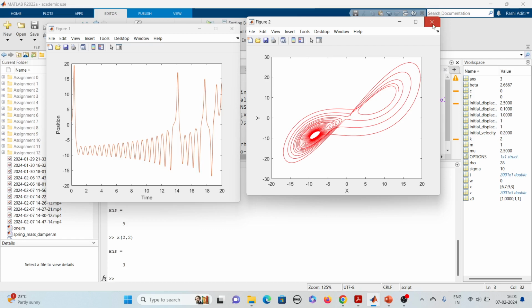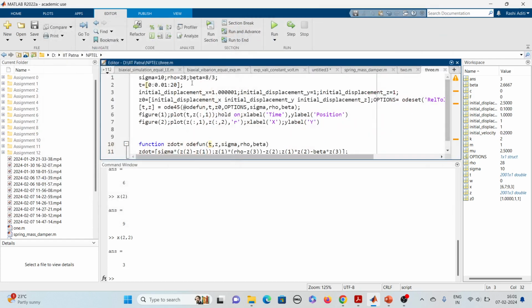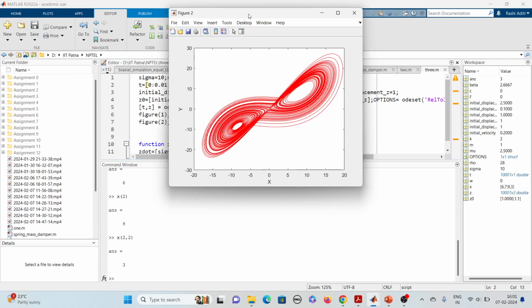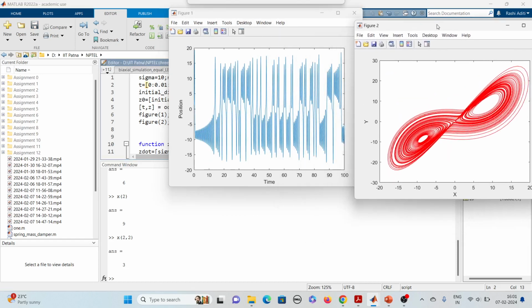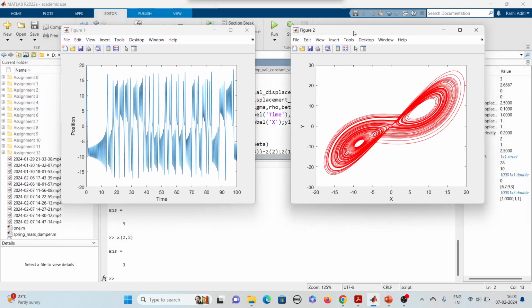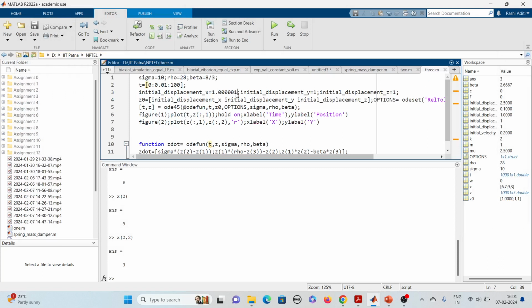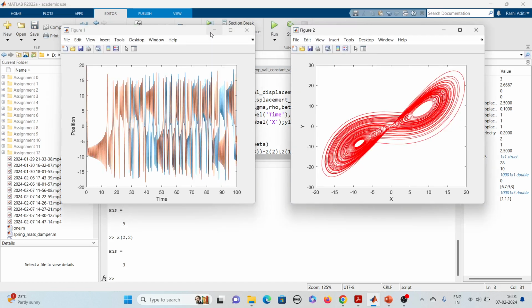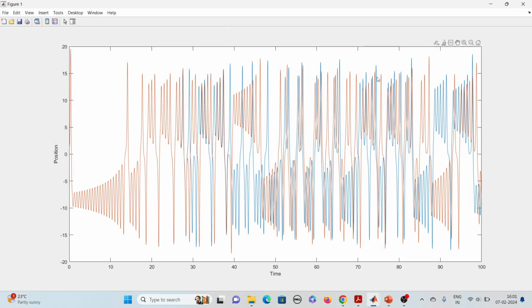Let me just do one thing. I'll just increase the time. Maybe to 50. Okay, fine. Let's just take 100. Now this is the phase plot. This is the time response. I'll just change the initial condition. I'll just remove this one from here. I'll just run it again. What happened? Let us just concentrate on its time response.